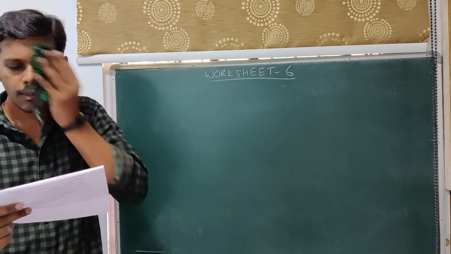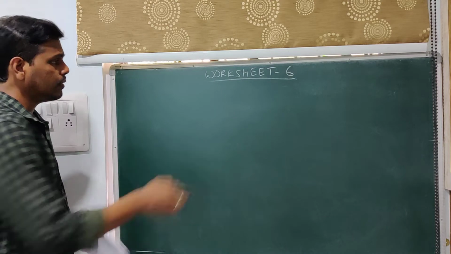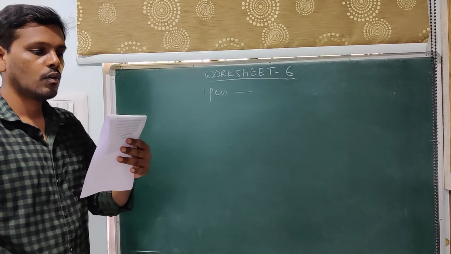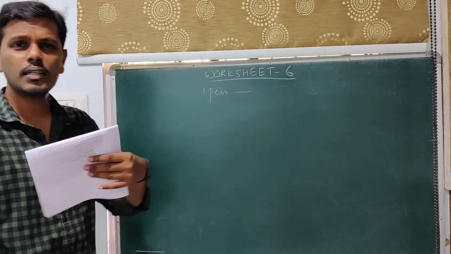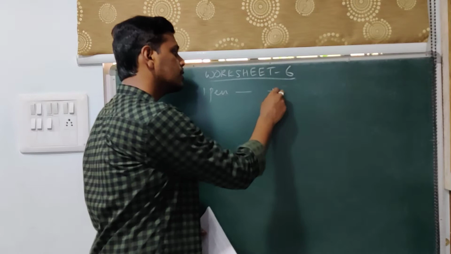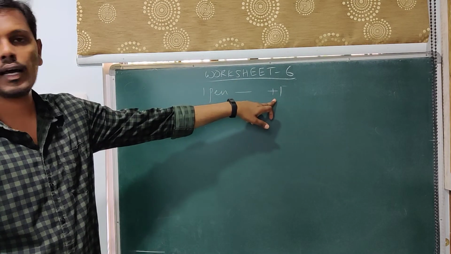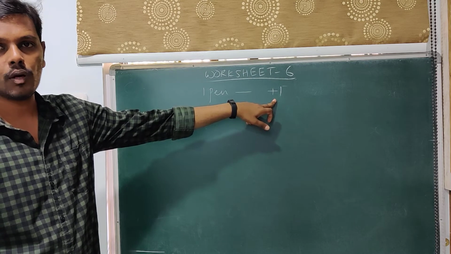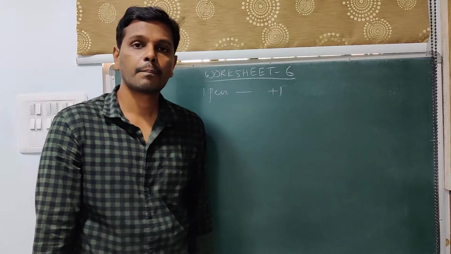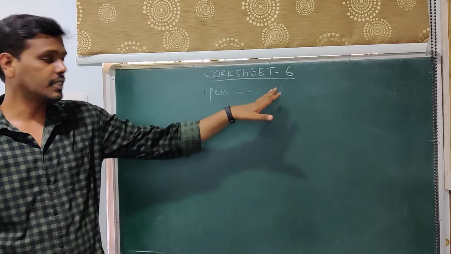A shopkeeper earns a profit of rupees 1 by selling one pen. That is, on one pen, he is earning a profit of 1 rupee. Instead of using the word profit, I would rather say plus 1, which means that on one pen, he has a profit of 1 rupee. Or I can interpret it this way: on one pen, he is getting 1 rupee.